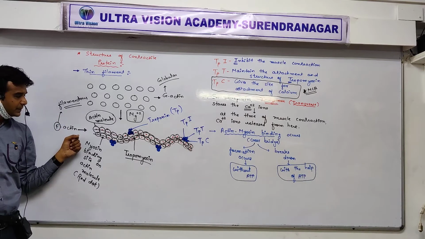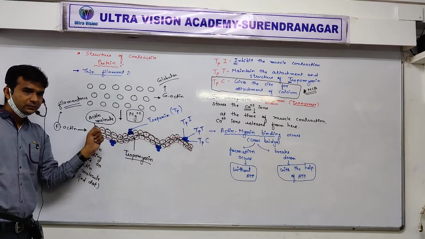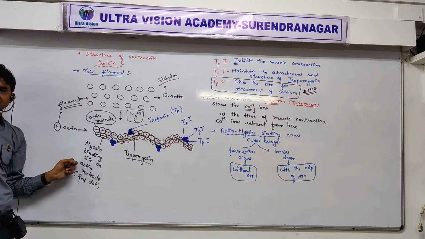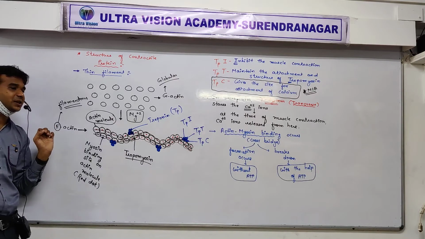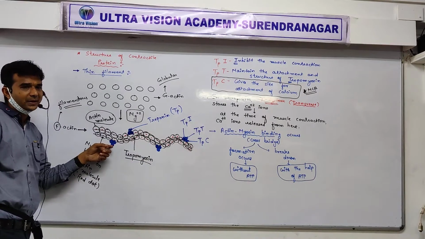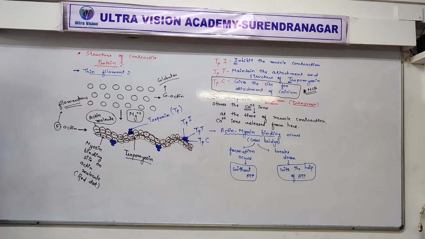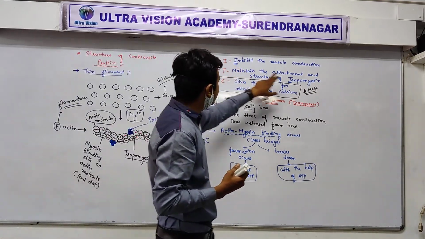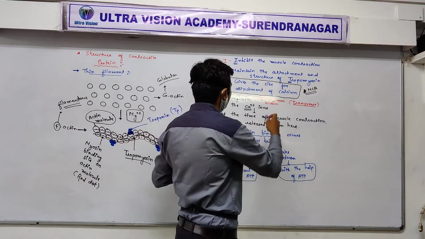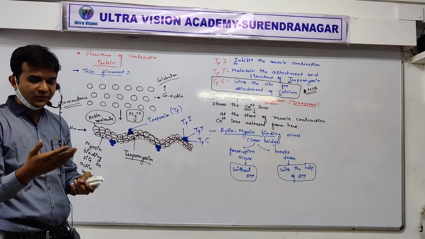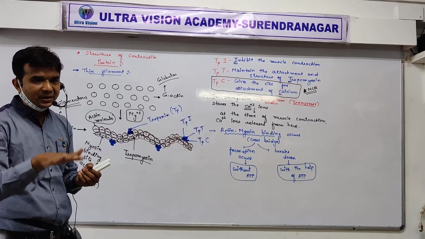Fine. So just over the actin filament, tropomyosin totally covers the myosin binding site on the actin molecule at the time of relaxation, and just over the tropomyosin filament at particular intervals, three molecules of troponin are there: troponin I, troponin T and troponin C. The name is given according to I, T and C. Troponin I generally inhibits the muscle contraction. At the time of relaxation, troponin I inhibits the muscle contraction process.